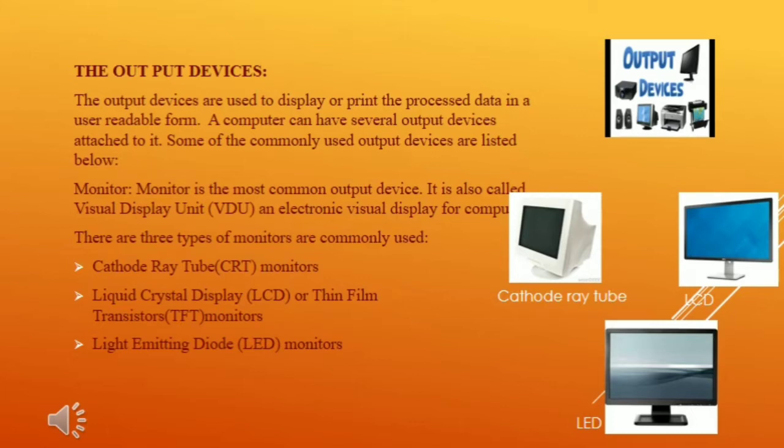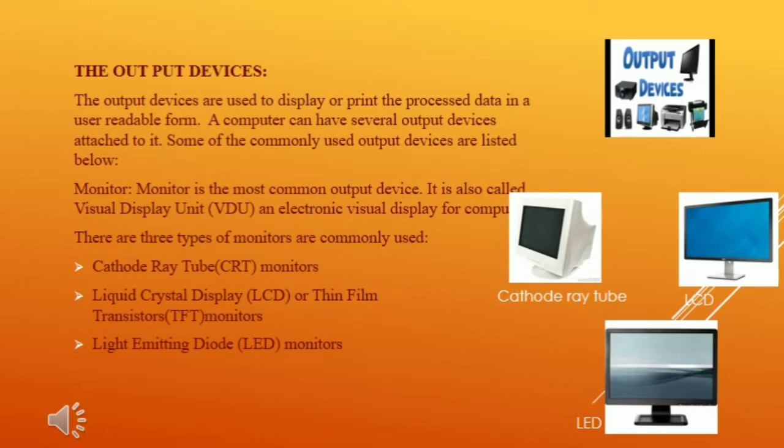Monitor. Monitor is the most common output device. It is also called VDU, Visual Display Unit. An electronic visual display for a computer is just like a TV screen. It displays the output on the screen. The picture on a monitor is made up of thousands of small colored dots called pixels. The output displayed on the monitor is called soft copy.